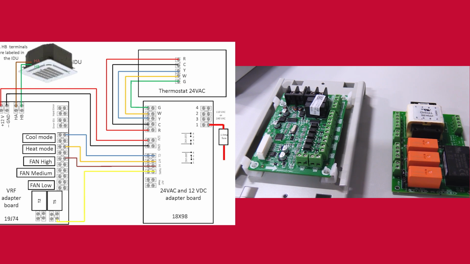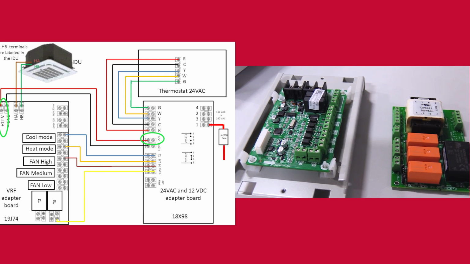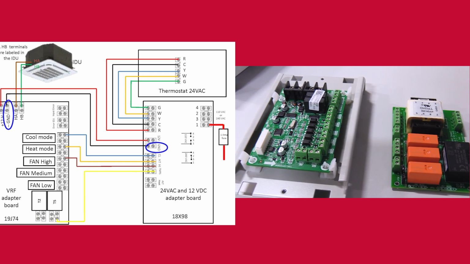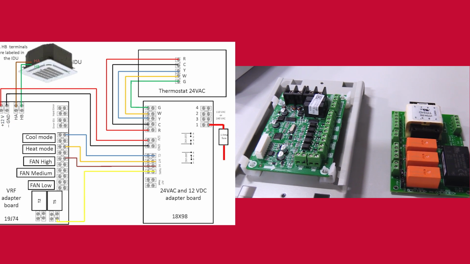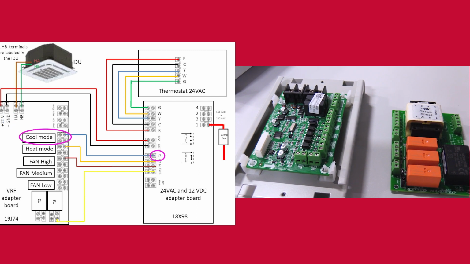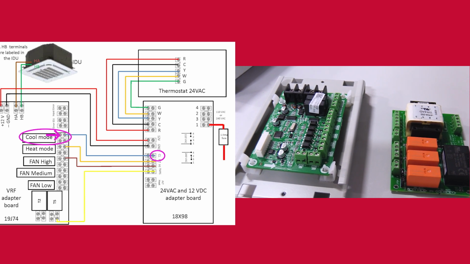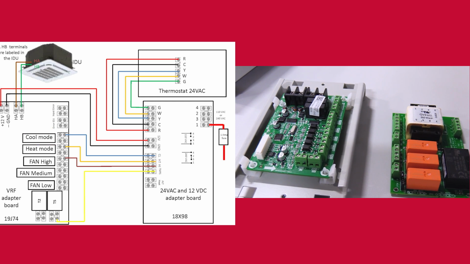Connect the two boards together. 12V on 18X98 to plus 12V on 19J74. GND on 18X98 to negative GND on 19J74. CL on 18X98 to cool on 19J74. Connect to the right terminal on 19J74.